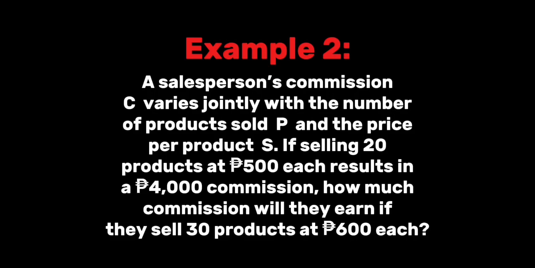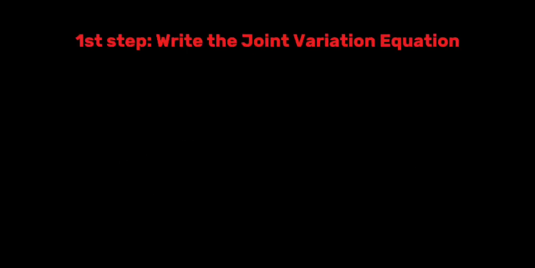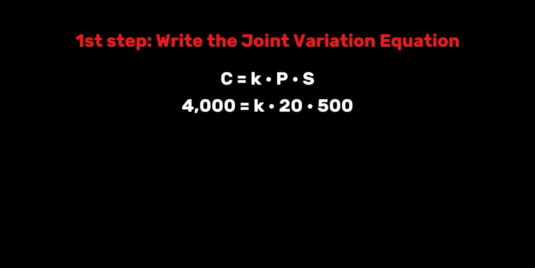For our second example, a salesperson's commission C varies jointly with the number of products sold P and the price per product S. If selling 20 products at 500 pesos each results in a 4,000 pesos commission, how much commission will they earn if they sell 30 products at 600 pesos each? First step is write the joint variation equation. C is equal to K times P times S.